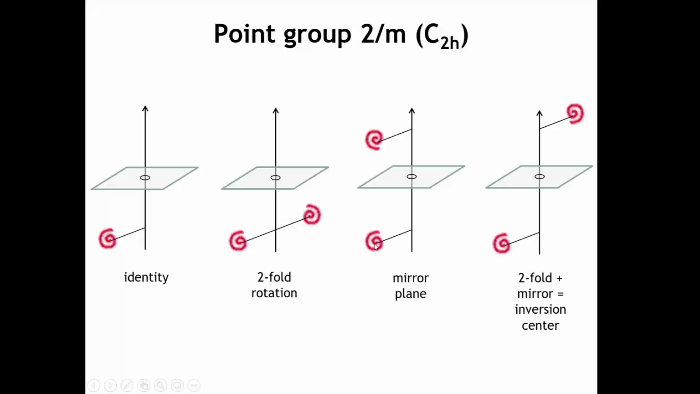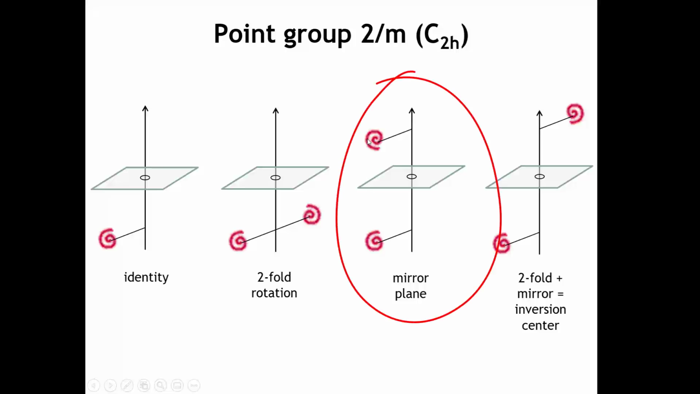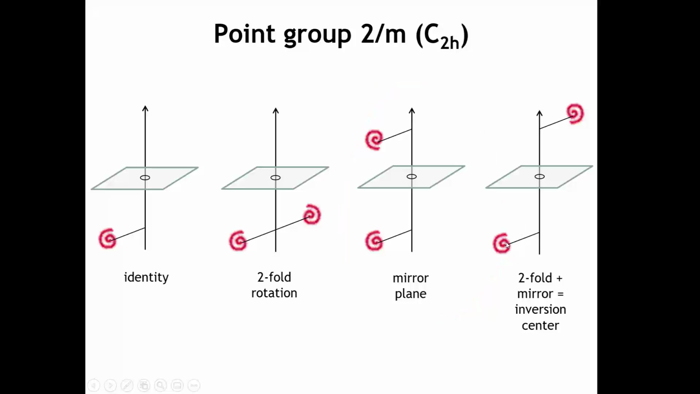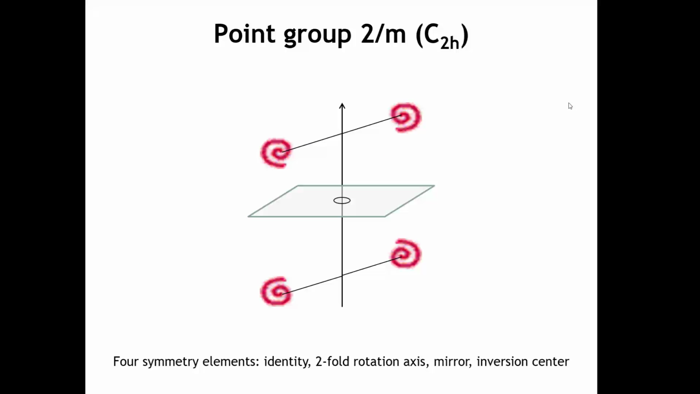For a mirror plane, same thing. If we operate by a mirror, we can get back to our original picture by operating with that mirror again. And then the same thing also holds for the inversion center. So these four symmetry operations make up a group. And that group is the point group 2 over m.